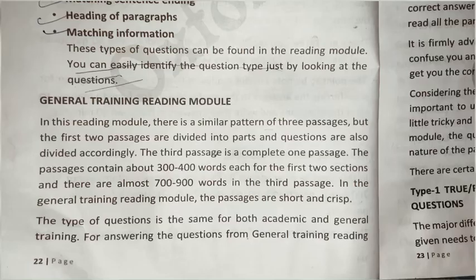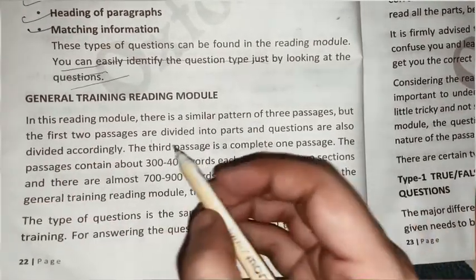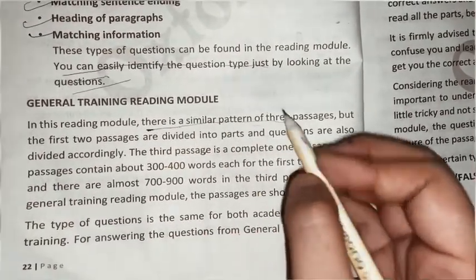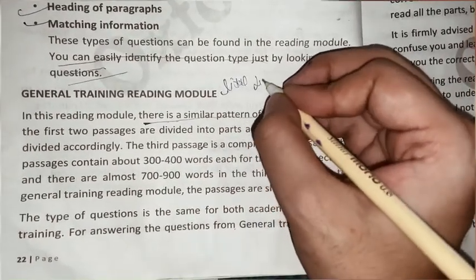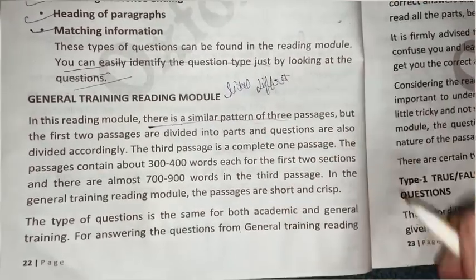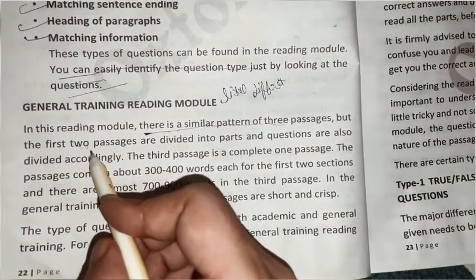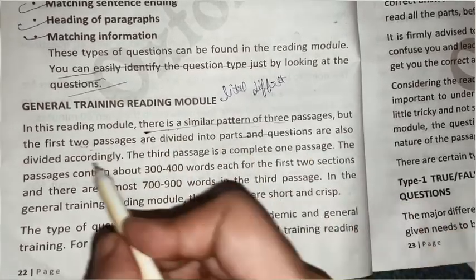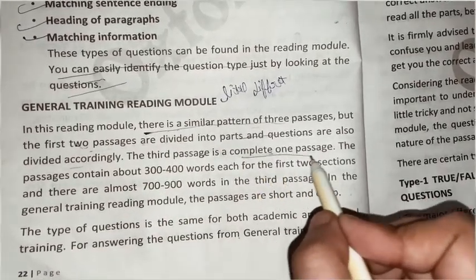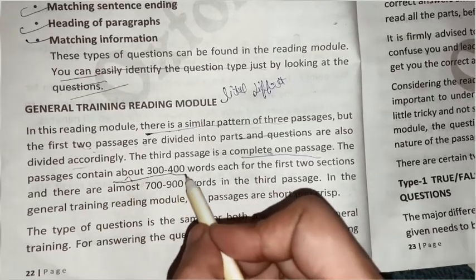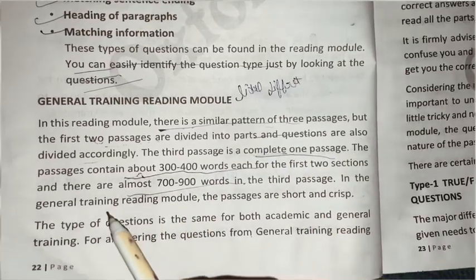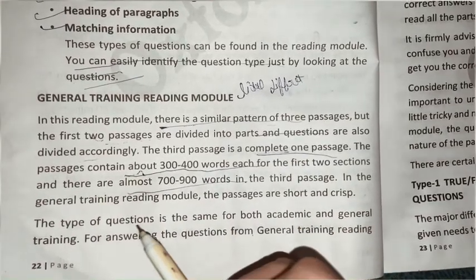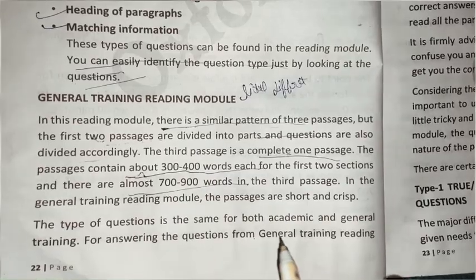Now let's talk about the General Training reading module. In this reading module, there is a similar pattern of 3 passages, but it is a little different from the one we have just discussed. The first 2 passages are divided into parts, and the questions are divided accordingly. The third passage is one complete passage. The passages contain about 300 to 400 words for the first 2 sections, and then almost 700 to 900 words in the third passage. In the General Training reading module, the passages are short and crisp.